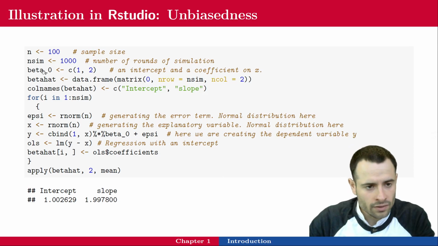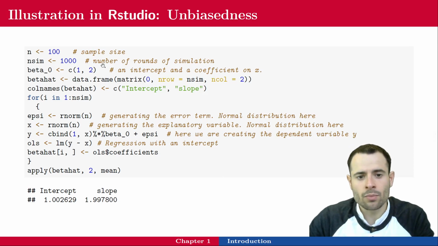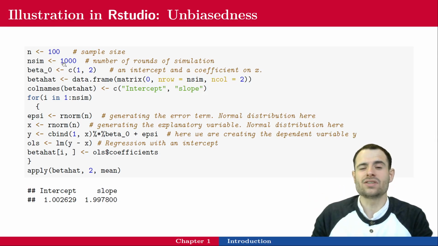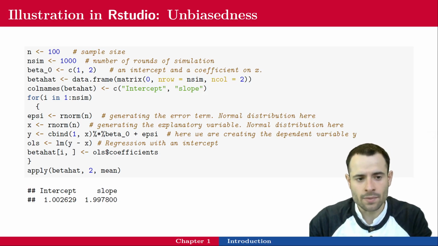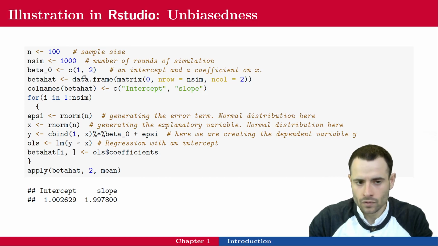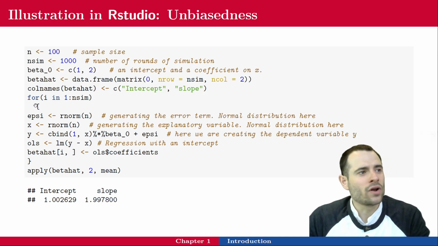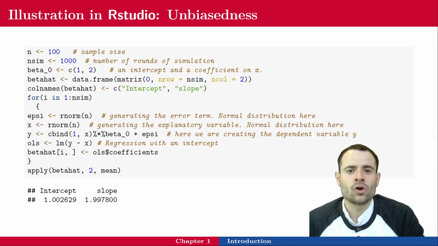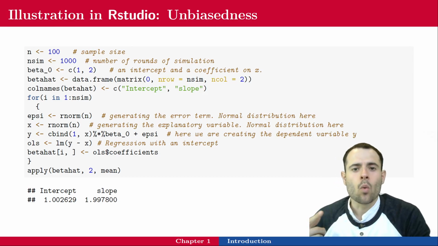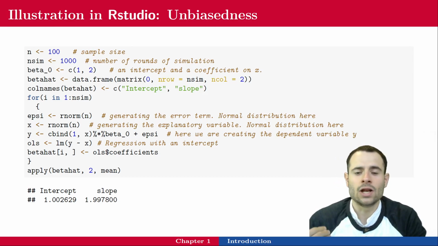So here there is this variable called nsim, which is the number of rounds of simulation. So I'm going to create 1000 samples, and each sample has 100 observations. But each sample is created the exact same way. Again, 1 and 2 are the true coefficients. So what I'm going to do now is, I don't want to run this 1000 times, copy and paste. So I'm going to tell R to do this 1000 times automatically. This is what we call a loop. I'm going to get there once I give you an introduction to R.